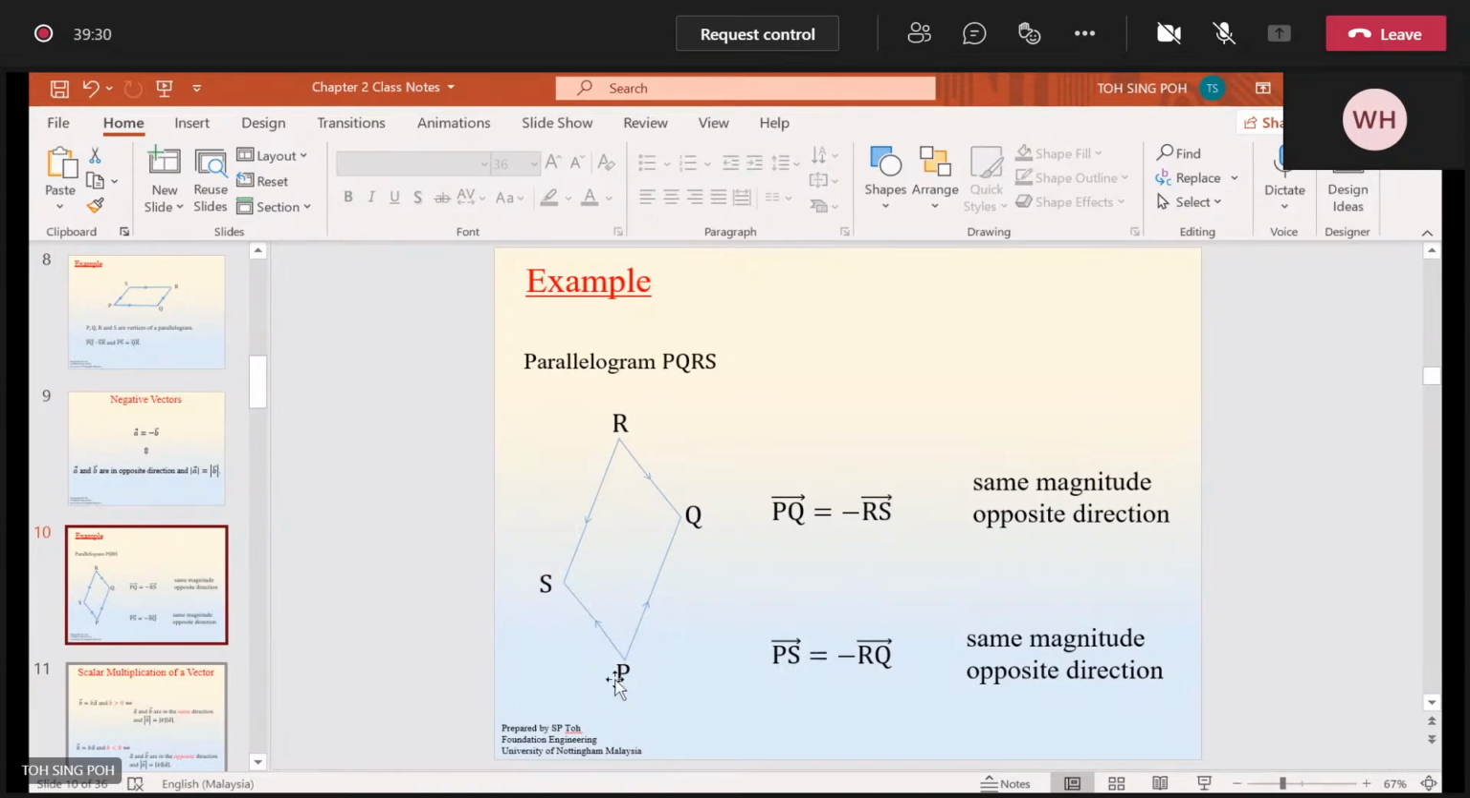You cannot put it as SR. If you want to put it as SR, you have to add a negative sign. And this one should be R to Q, not Q to R. So they have the same magnitude and opposite direction. So this is the meaning of the negative vector. RS is the negative vector of PQ. RQ is the negative vector of PS.